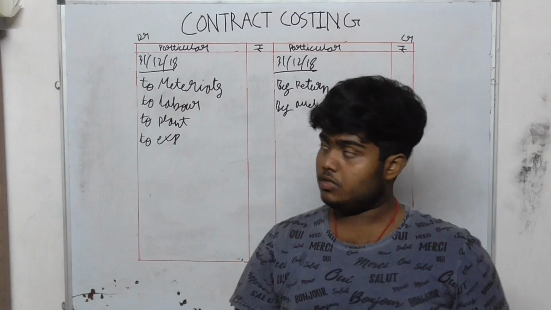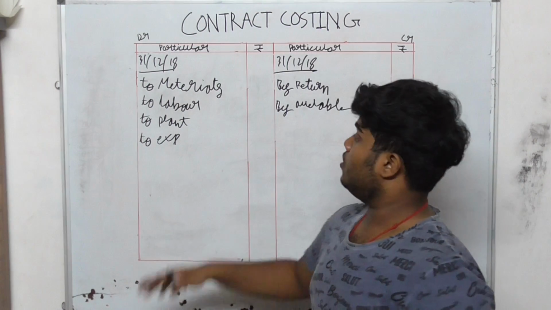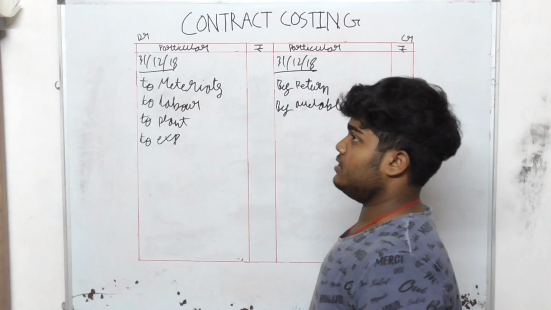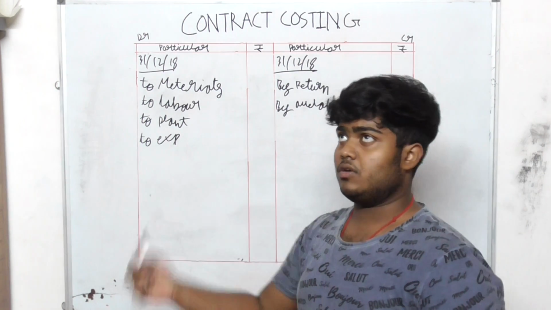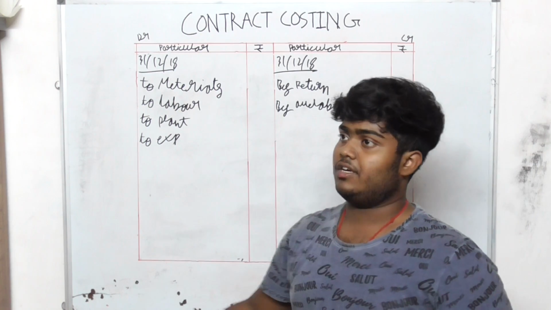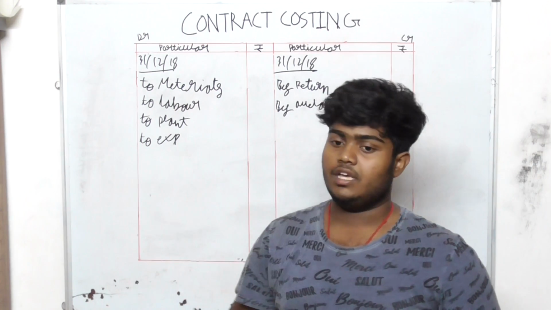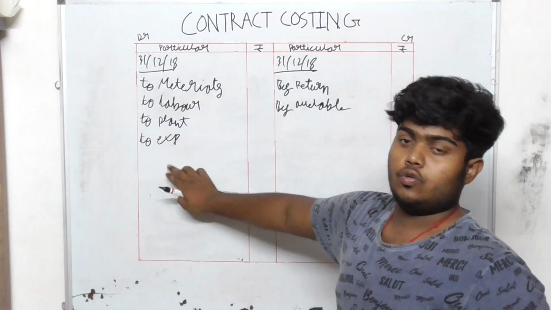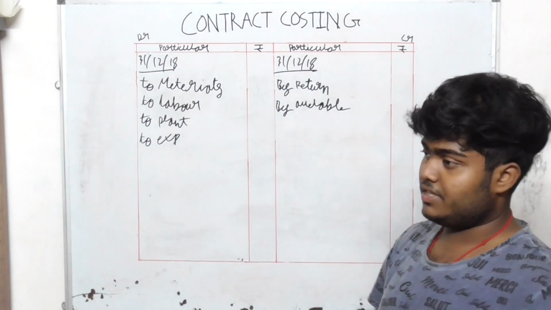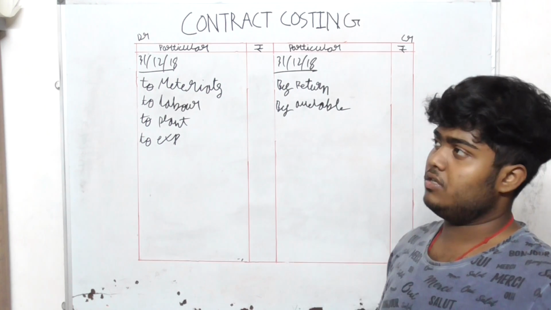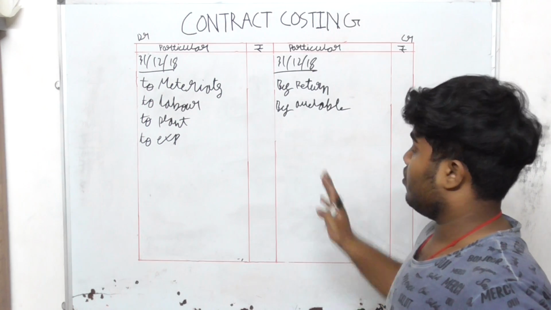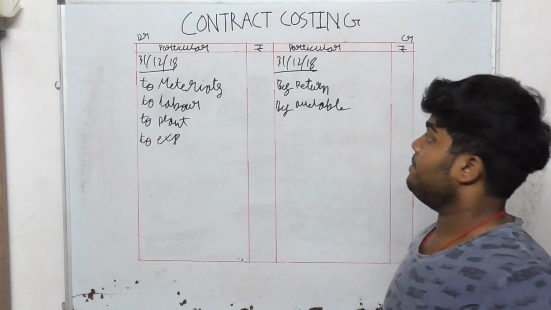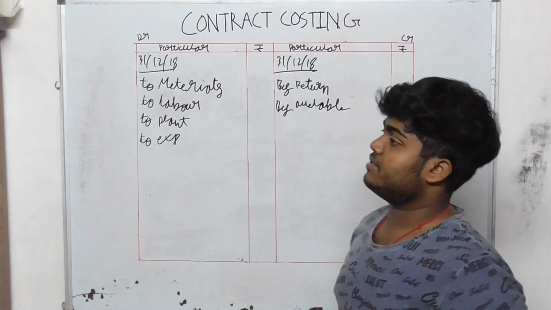Okay, so in contract costing you have to put all the materials, labor and all the costs which the government or the owner put on the contract side, or any of the things that come to the contract side, that will be on the 'to' side. And whatever things are written or stored on the contract side on the last date will be on the 'by' side. Okay, so first we get materials.